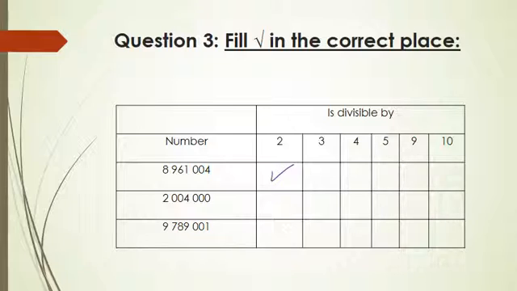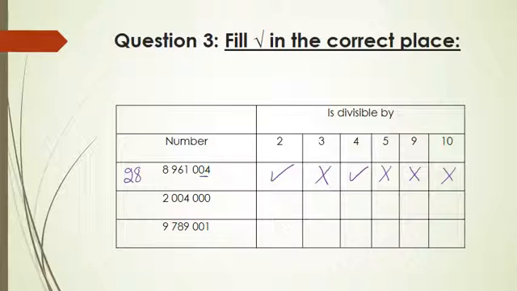Do you think it's divisible by 3? I need to add all the digits. If I add the digits, I get 28. Is 28 divisible by 3? No. Excellent. For 4, I should look at the ones and tens digits. What do I have? 5, 9, 10. No. Excellent.